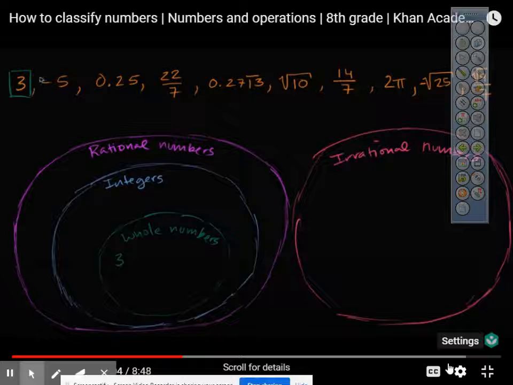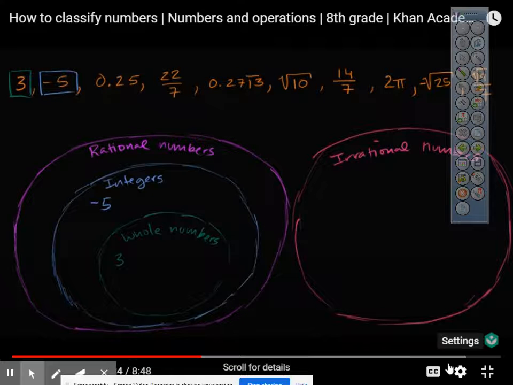Now let's think about negative 5. Negative 5, once again, can be represented as a fraction, but it doesn't have to be. But it is negative, so it's not going to be a whole number. So negative 5 is going to sit right over here. It's an integer, and if you're an integer, you're definitely going to be a rational number, but it's not a whole number because it is negative.